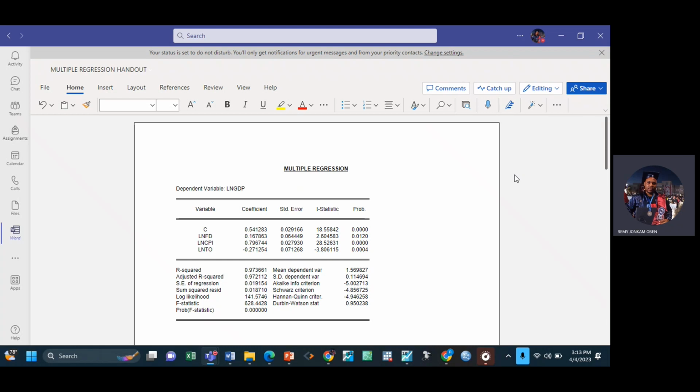Changing a variable is not changing the model. When one variable is changed, the model is not the same. You change the model.